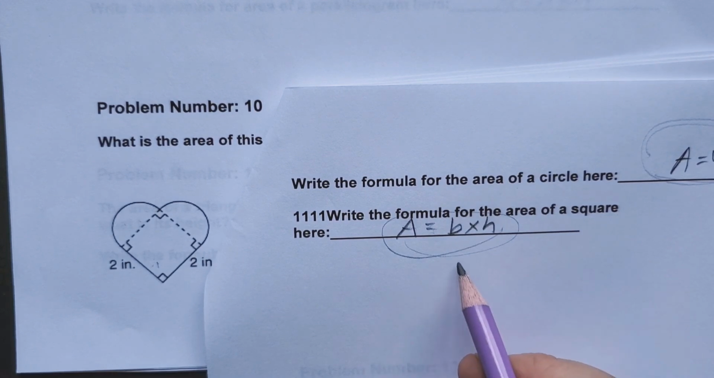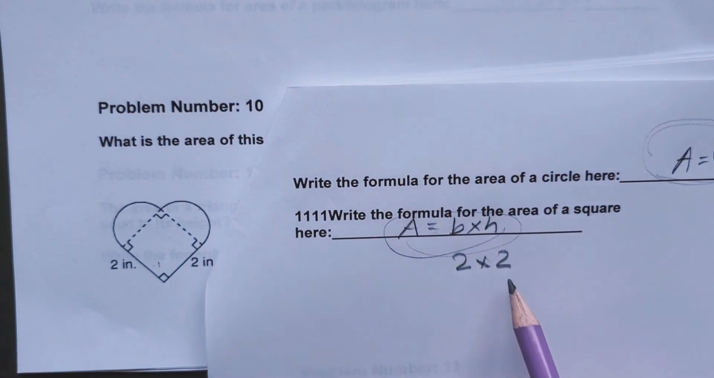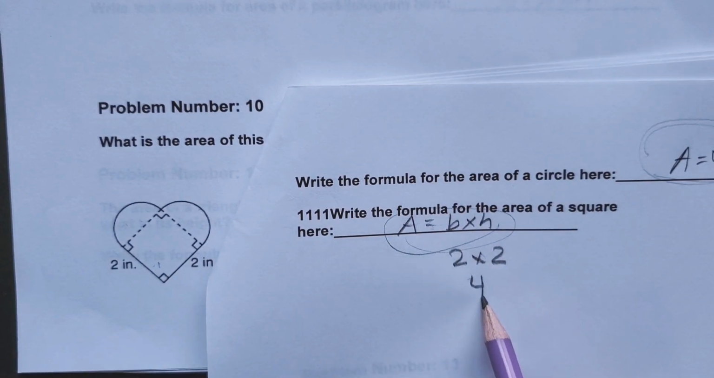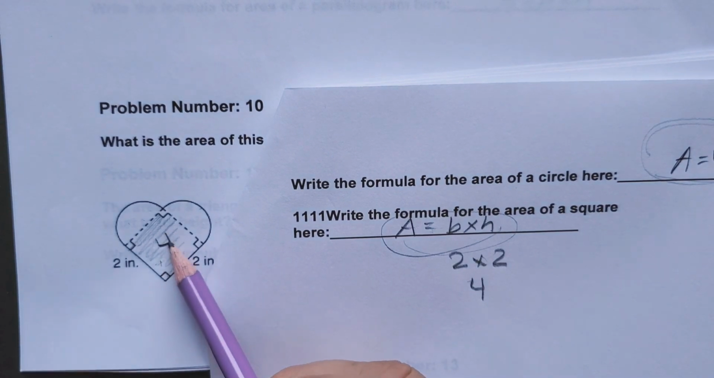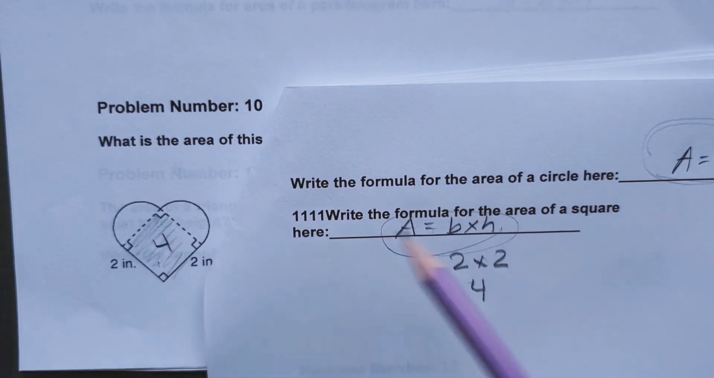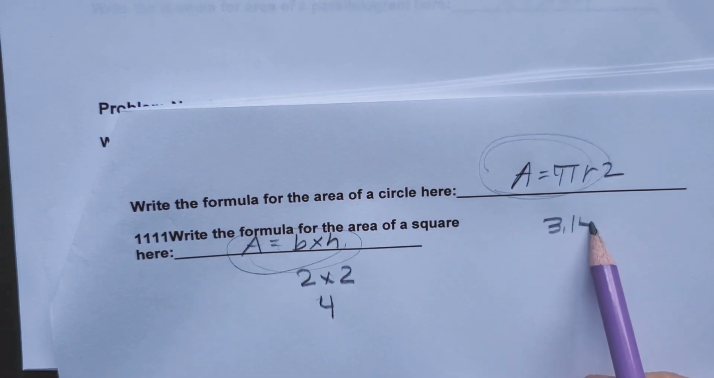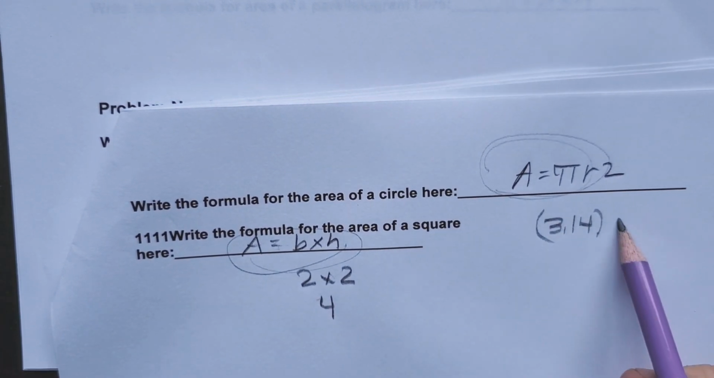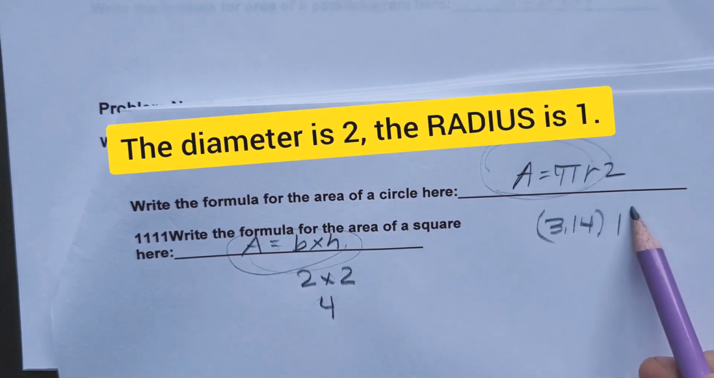Okay, so the area of the square is easy. It's just base times height. The base is 2, the height is 2. It's a square, so base and height would be the same. So the area of this right here is 4. Okay, next we're going to have to find the area of the circle, which is pi times radius. Remember the radius was 1 squared.